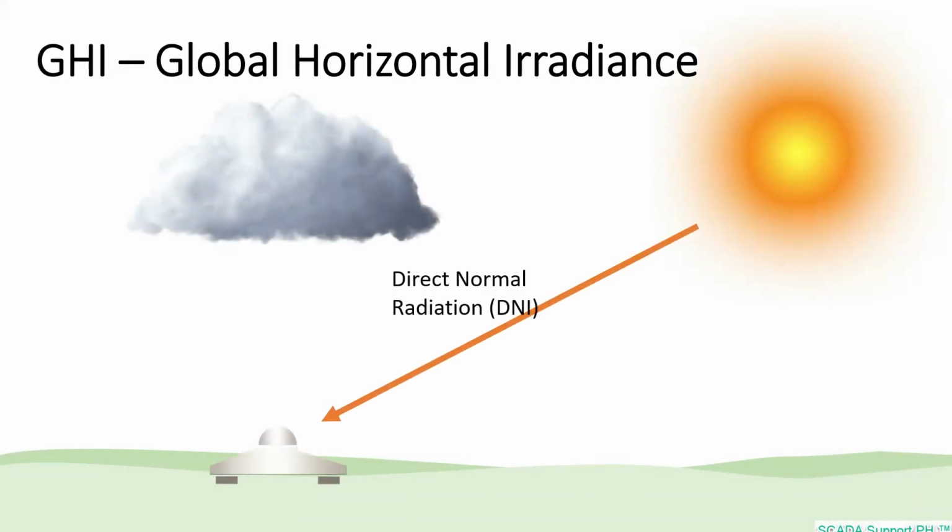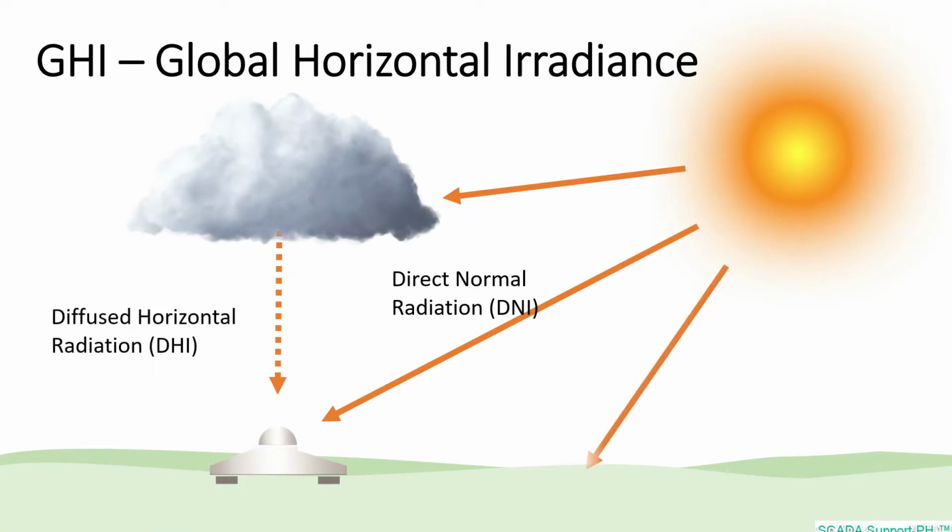Here is a graphical representation of GHI, which includes all three parameters: the direct beam component received on a unit area of a surface, or what we call direct normal irradiation, or DNI; the diffused horizontal irradiation, DHI; and the reflected radiation. The total energy received by the pyranometer will be our GHI.